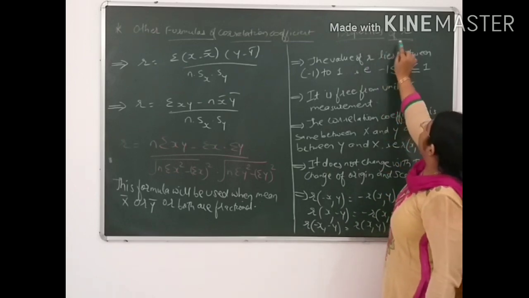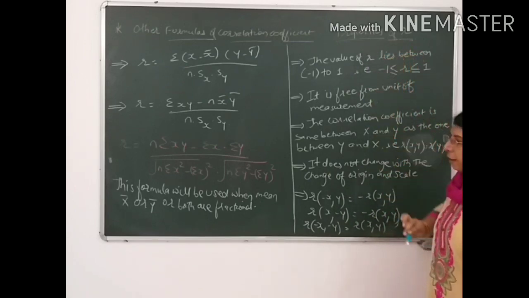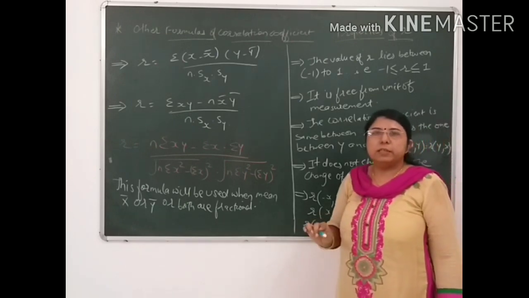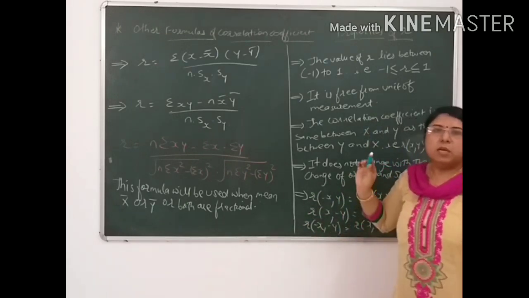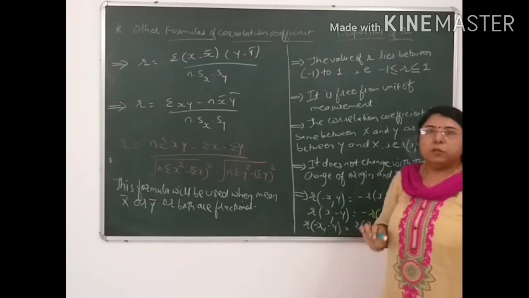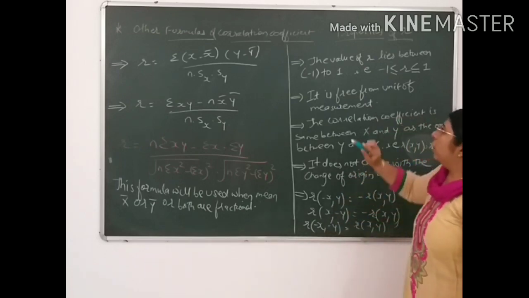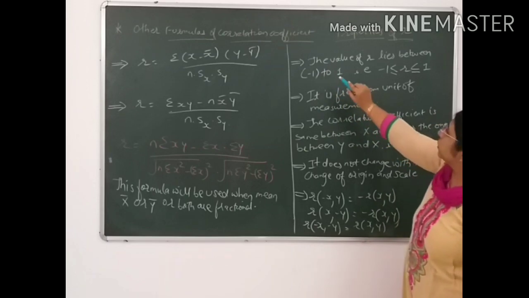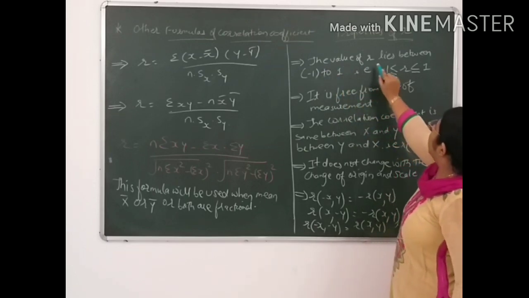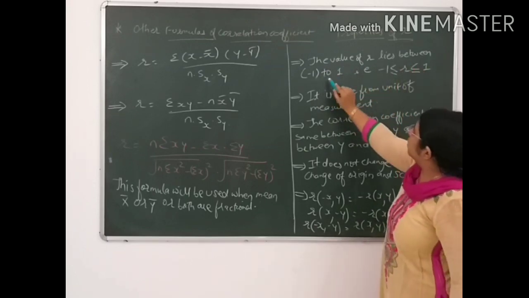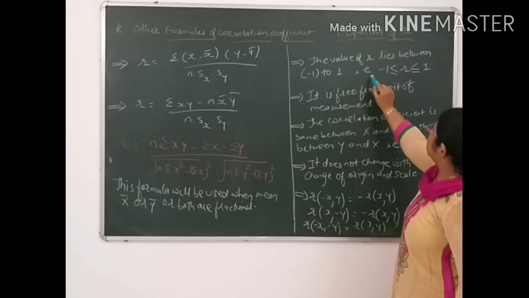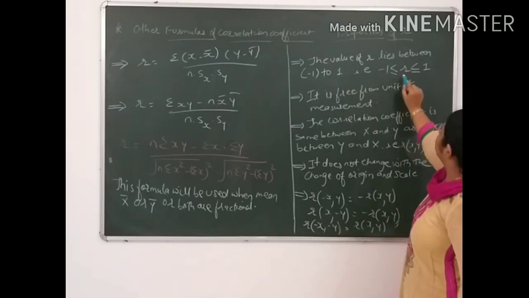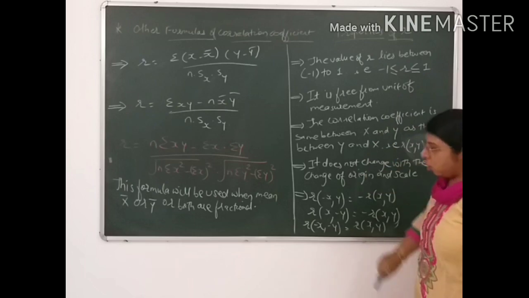The properties of correlation coefficient, this theory topic I have taken purposely because generally this question is asked for 3 marks in the theory part of your board exam paper. So let us understand it. The first property of correlation coefficient is that the value of R lies between -1 to 1, that is -1 less than or equal to R less than or equal to 1.